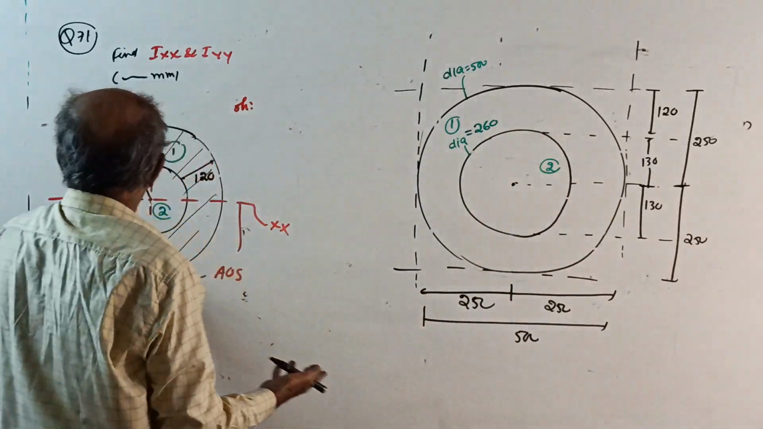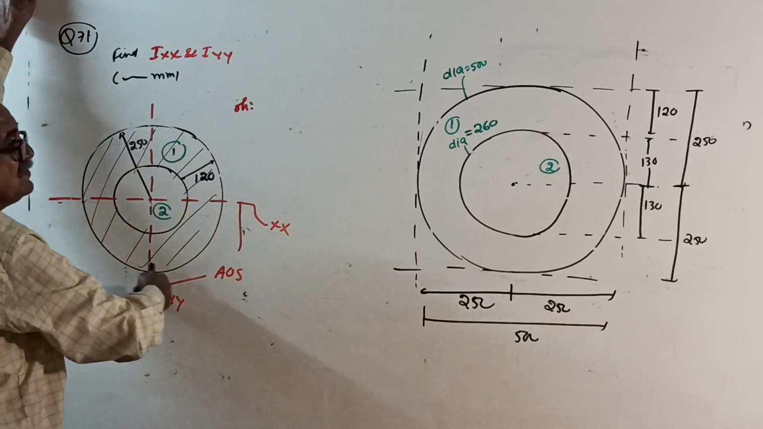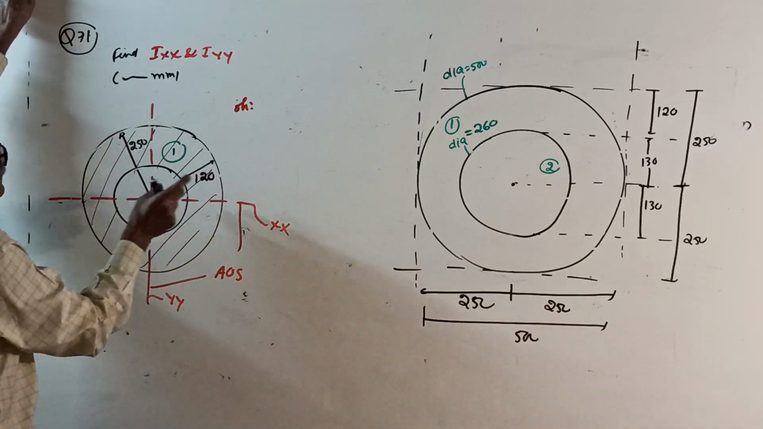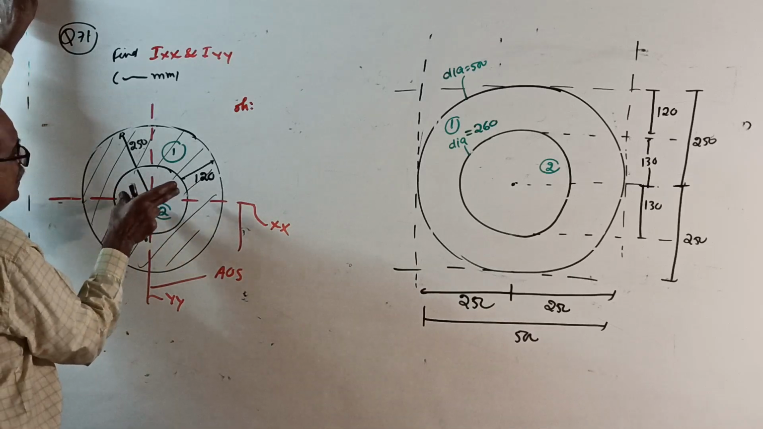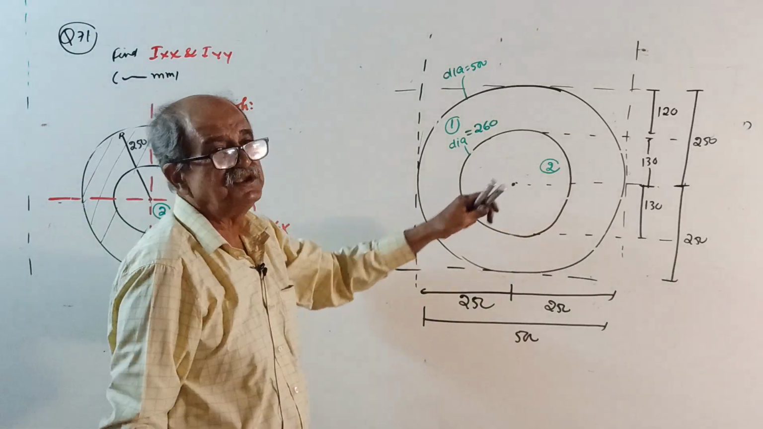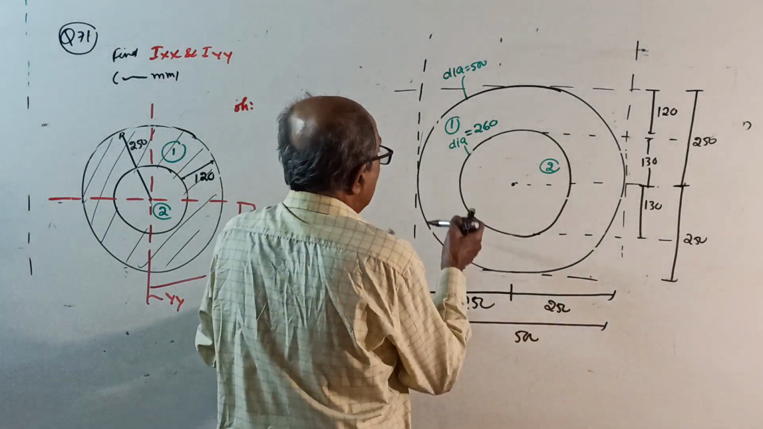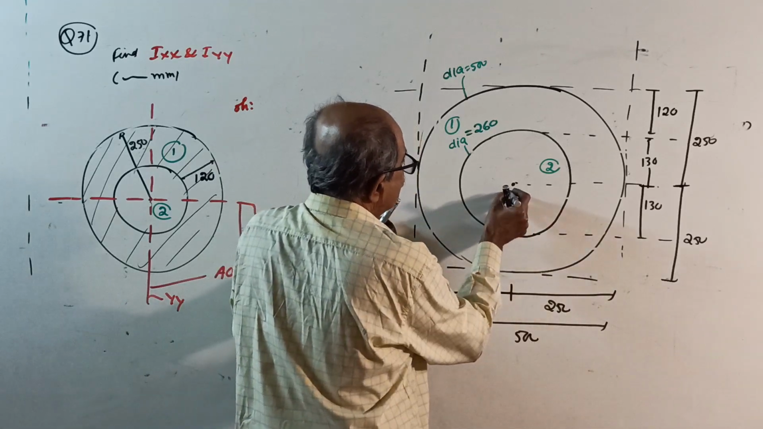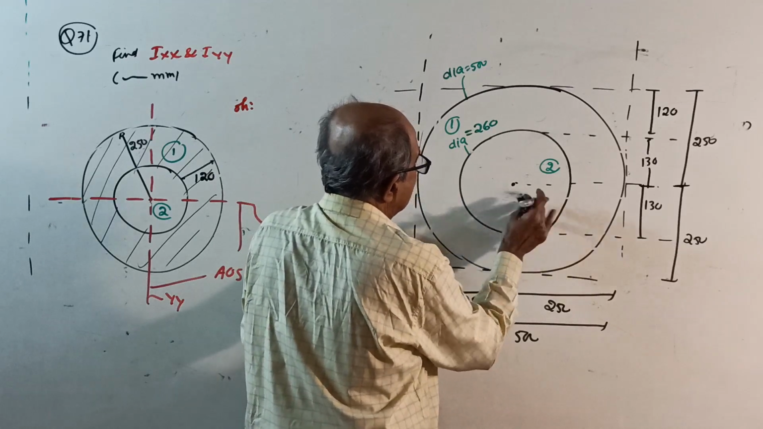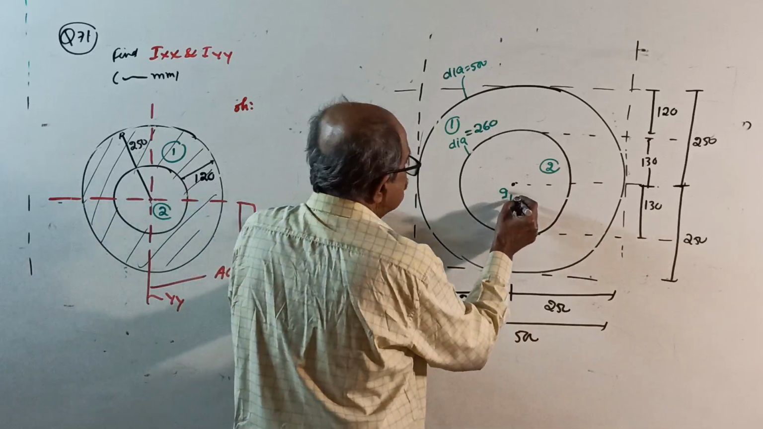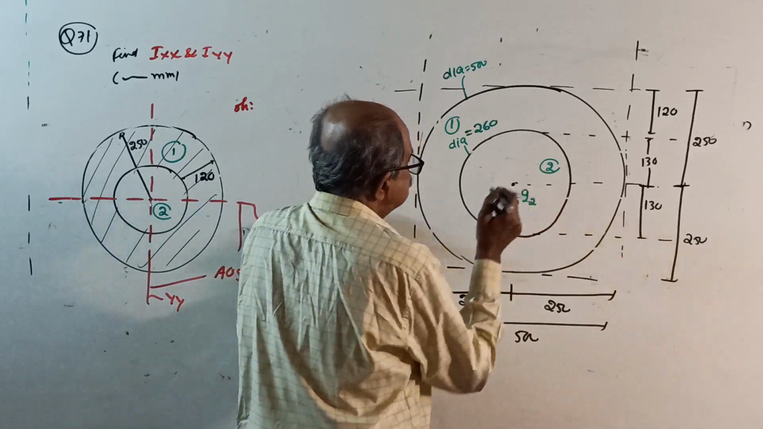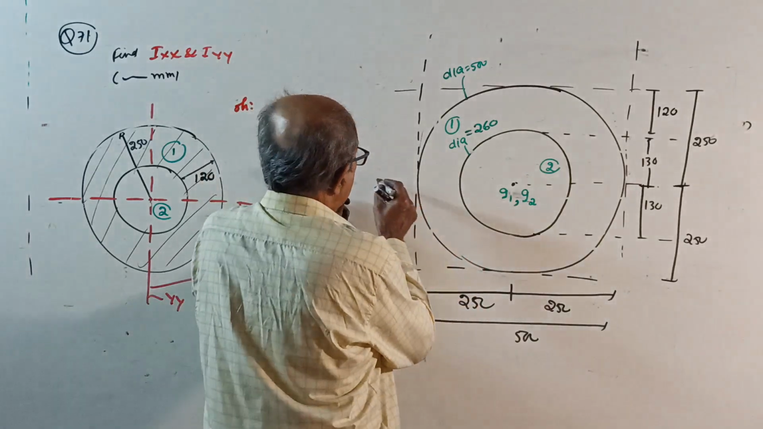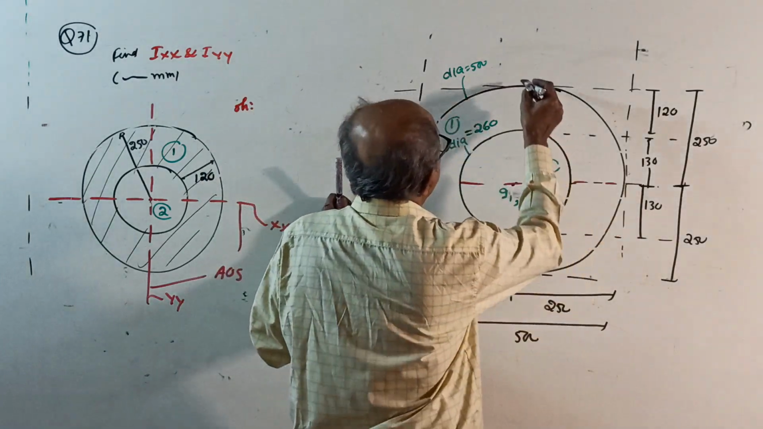Or directly you can do here. This radius is 250, so the diameter is 500. From 500, subtract 120 and you get the diameter of the inner circle, that is 260. Now directly mark, this is the centroid G1, and also the centroid G2. So this center of the circle is the centroid for both. Therefore, this is the x-axis, this is the y-y axis.